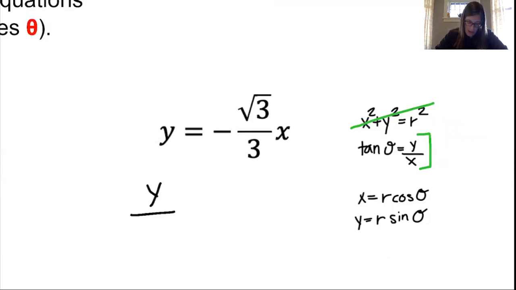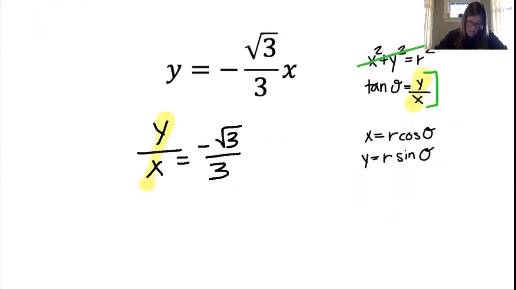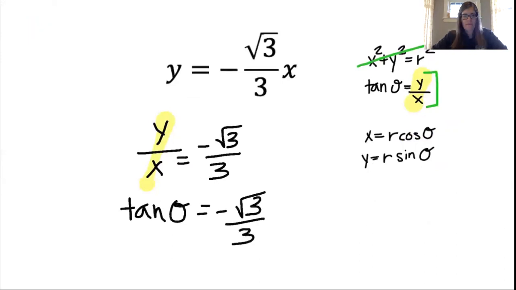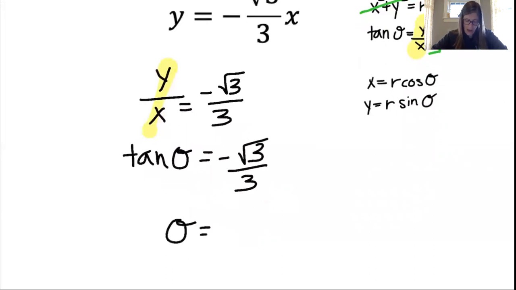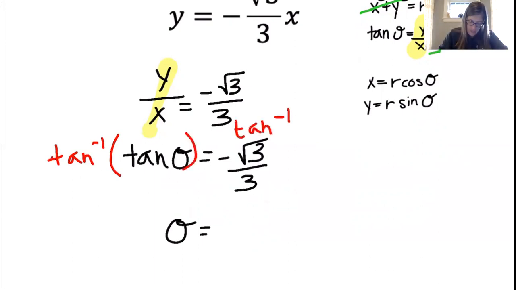So if I said Y divided by X equals, and now it would be negative square root 3 over 3. And then because I have Y over X, I can change that to be tangent theta equals negative square root 3 over 3. And then I don't have an R to solve for. So remember, we would solve for theta. So I want it to be theta equals, if you're taking the tangent of theta, that would mean you would do the inverse tangent on both sides. So I'm going to inverse tangent both sides.